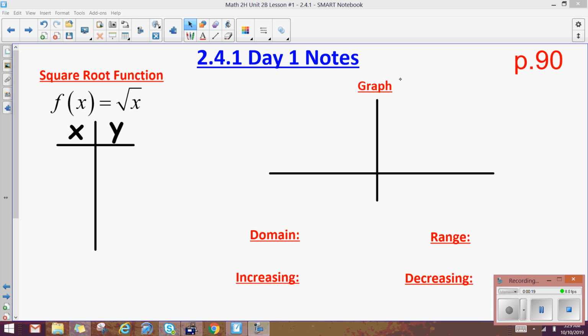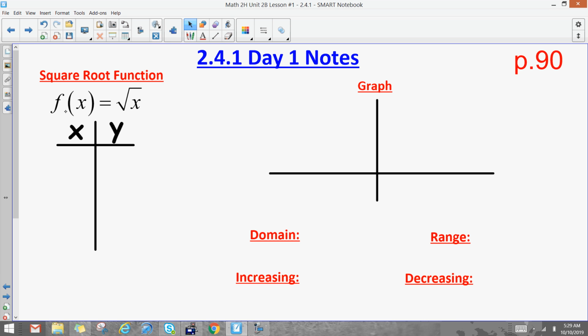So if you want to copy this down, we have our graph, domain, range, increasing, decreasing. We're also going to have a new function on each page and a small table. If you want to take the time right now, you can hit pause, or just pause when we get to each problem, but we're going to do 4 of these slides. So let's look at the first one.